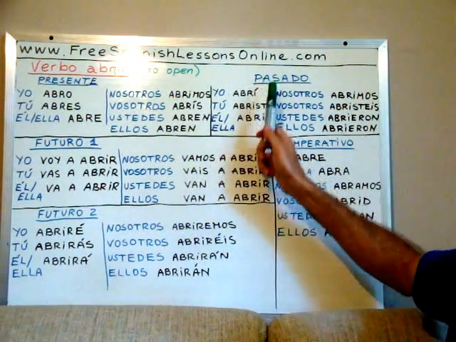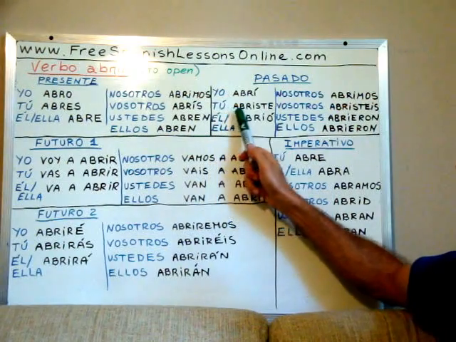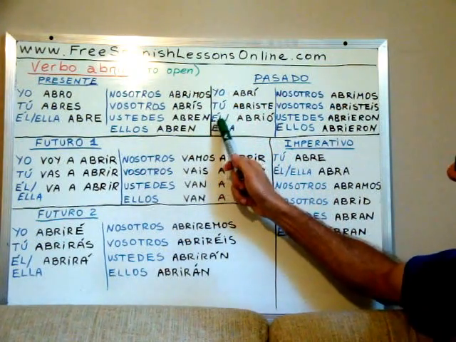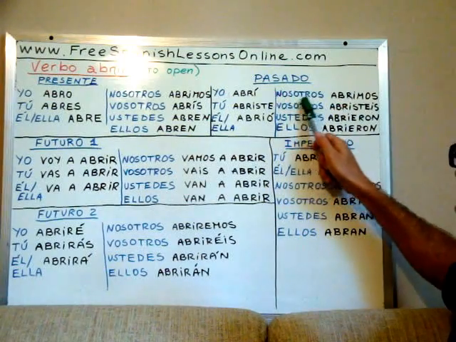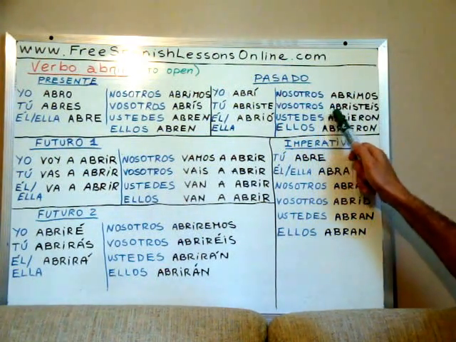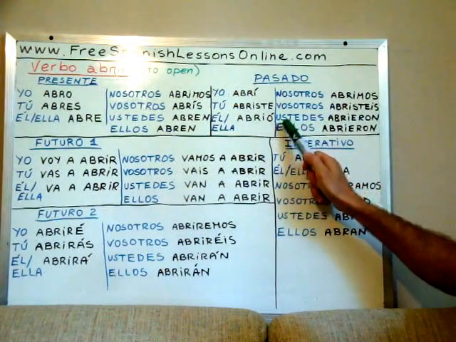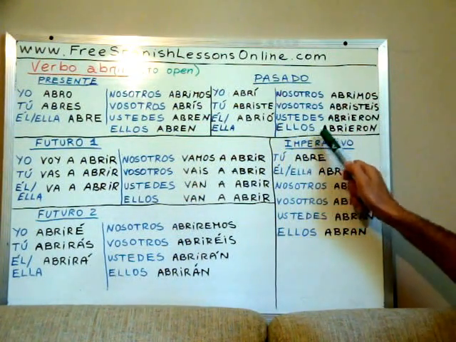Let's go to the past. Yo abrí, tú abriste, él or ella abrió, nosotros abrimos, vosotros abristeis, ustedes abrieron, ellos abrieron.